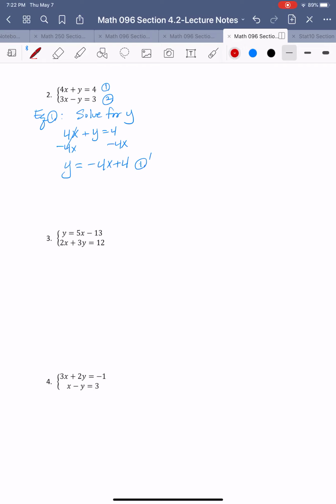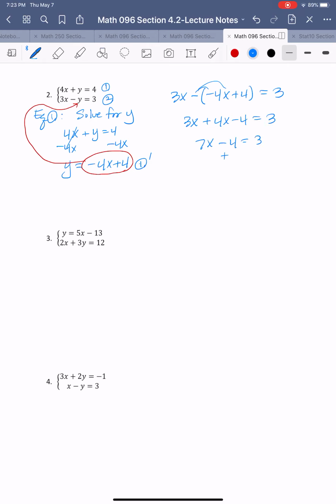Now what I do is plug negative 4x plus 4 into equation 2. Don't plug it into the same equation, okay? So plug it right here. Now you get 3x, but instead of the y, you have negative 4x plus 4, which is equal to 3. This is from equation 2, but instead of the y, I used negative 4x plus 4. So this is all in terms of x. 3x, and then multiplying by negative, you get 3x minus 4x... combining, 7x minus 4 equals 3. Add 4 to both sides: 7x equals 7. Divide by 7, and x equals 1.